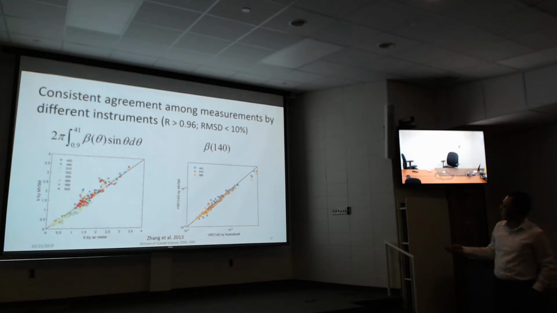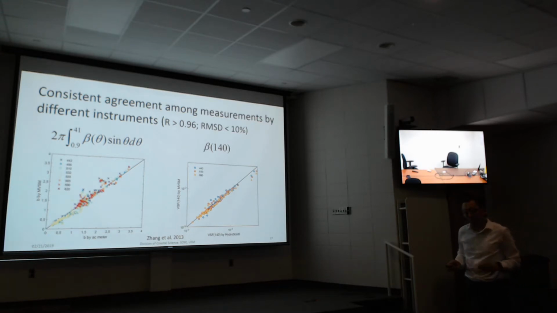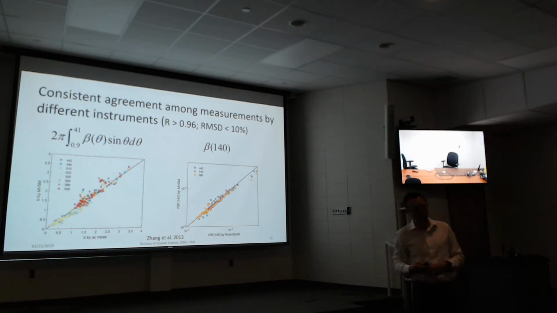And here we did another comparison. We compared the hydroscope. The hydroscope measures the scattering at 140 degrees, so we compared it again, and the agreement is very good. What we found is that across the different instruments we compared, the agreement is within 10%. So we know the instrument works.